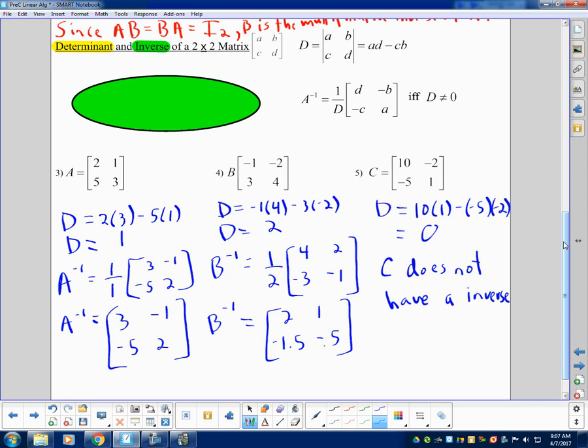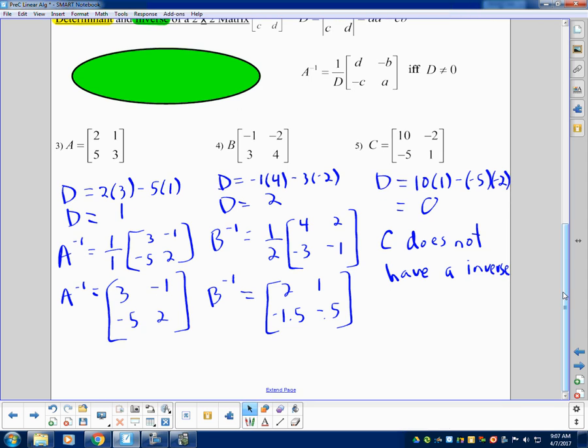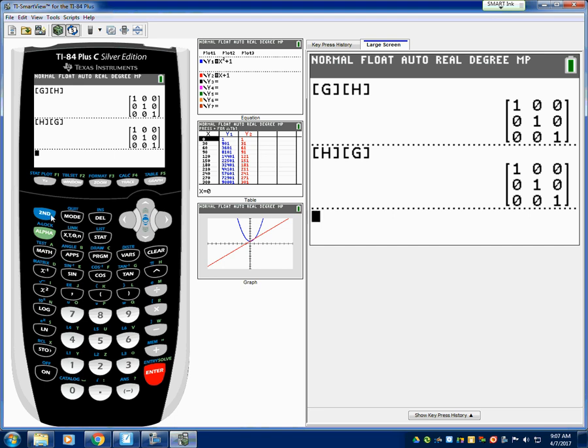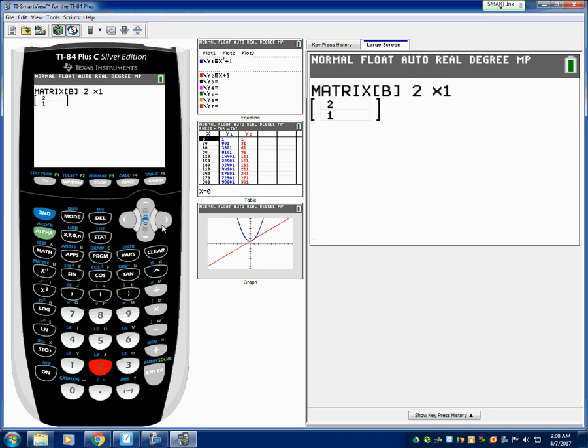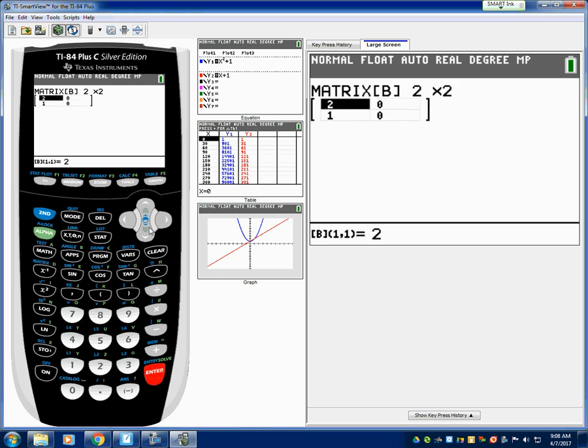All right. On our calculator, let's go ahead and do this. Let's calculate the inverse of B and see if it matches up. So going back to your calculator, go to matrix. We're going to edit matrix B. So matrix B is going to be 2 by 2. And matrix B on here was negative 1, negative 2, and then 3 and 4. So negative 1, negative 2, 3, and 4.